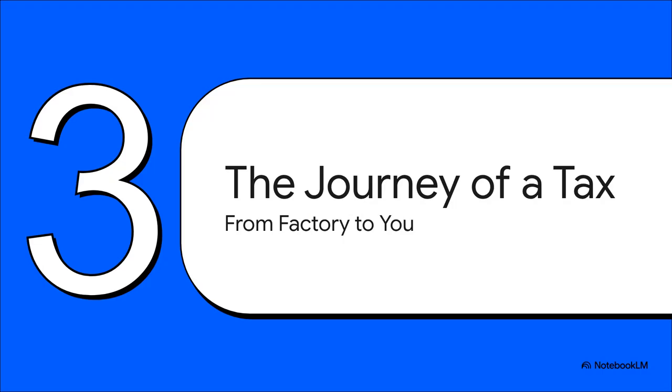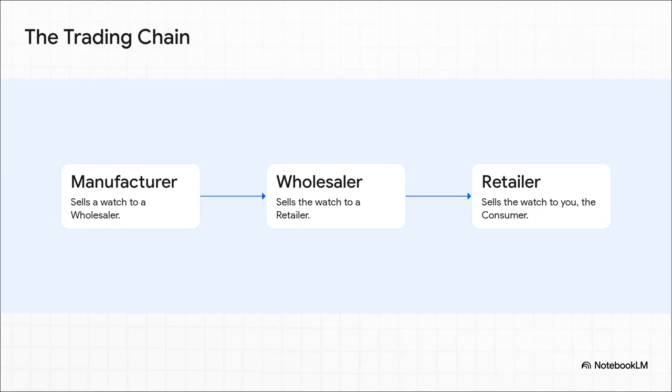So we've got the what and the why down, but what about the how? How does this tax money actually move through the system? Let's follow the journey of a single product, say from the moment it's made to the moment you buy it. Let's imagine we're talking about a watch, okay? First, the manufacturer makes it and sells it to a wholesaler. Then, that wholesaler sells it to a store, a retailer. And finally, the retailer sells it to you. Pretty simple, right? A manufacturer, a wholesaler, a retailer, and then you. At every single step, money changes hands.